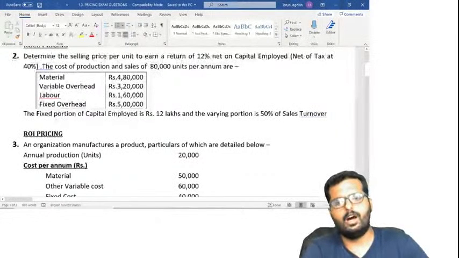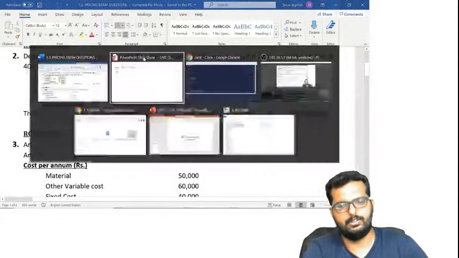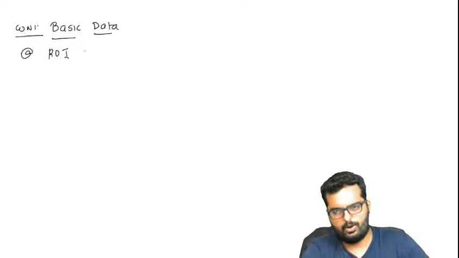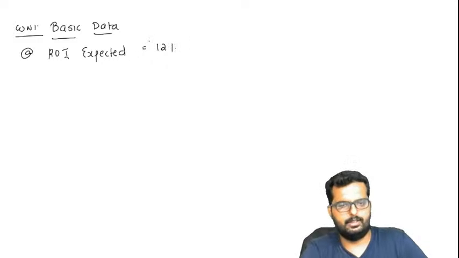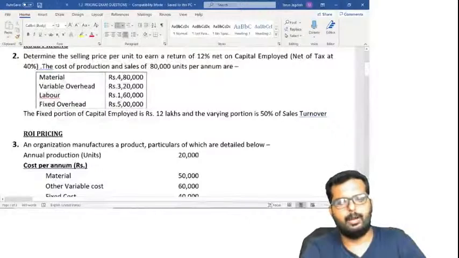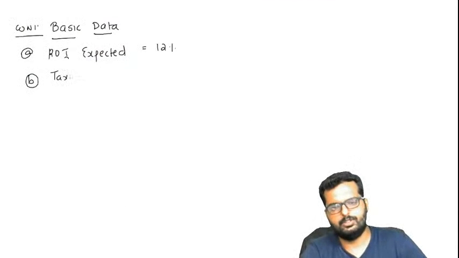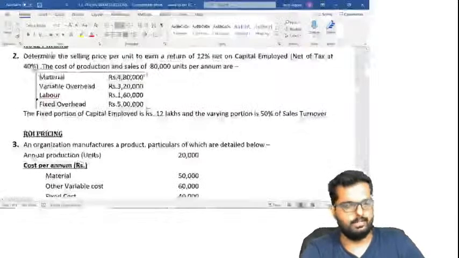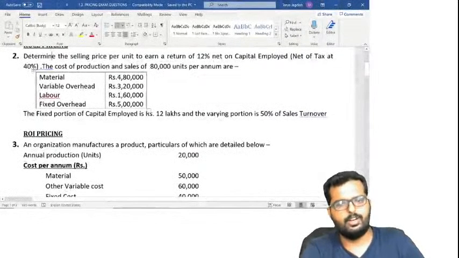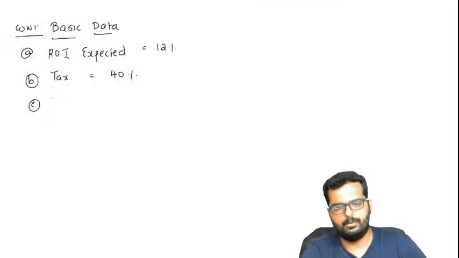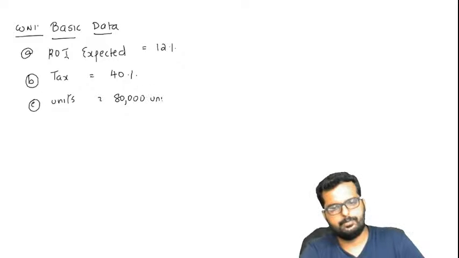Here they have told the return that he is expecting is how much percentage? 12%. ROI expected is 12%. Then they have told on capital employed, tax rate is how much? Tax rate turns out to be 40%. The cost of production and sales of 80,000 units are given below. So they have given the units over here. How many units are there? 80,000 units are there, correct?